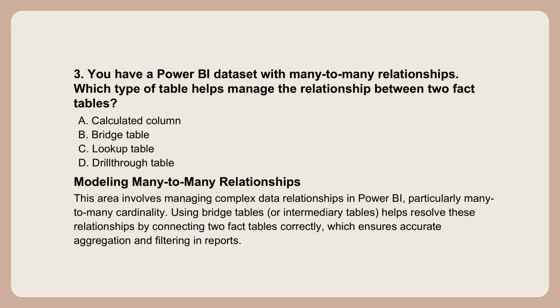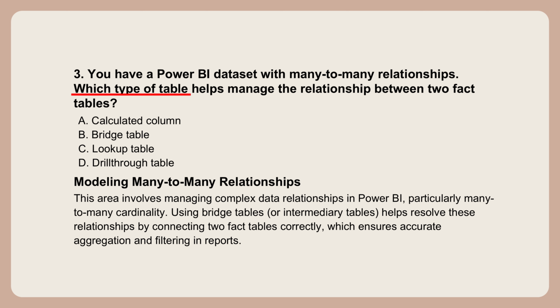Especially many-to-many. Exactly. So you've got a Power BI data set. You have a situation where, say, one customer can buy many products and one product can be bought by many customers. That classic many-to-many setup. Now, let's say you need to manage this relationship between two fact tables, maybe sales and marketing campaigns. What kind of table do you need to properly handle this connection? Is it A, a calculated column, B, a bridge table, C, a lookup table, or D, a drill-through table?